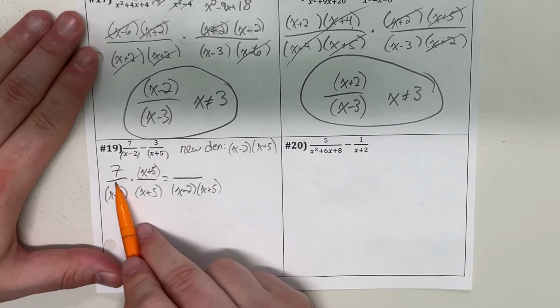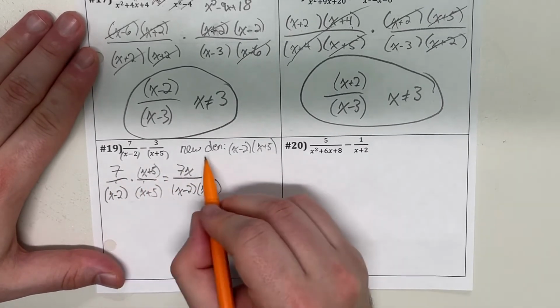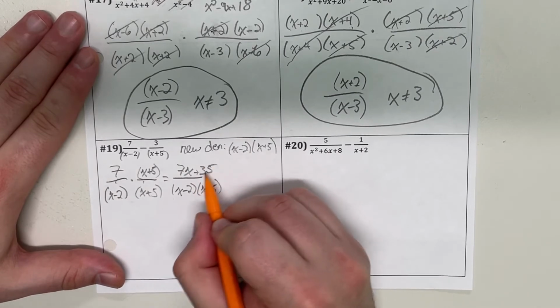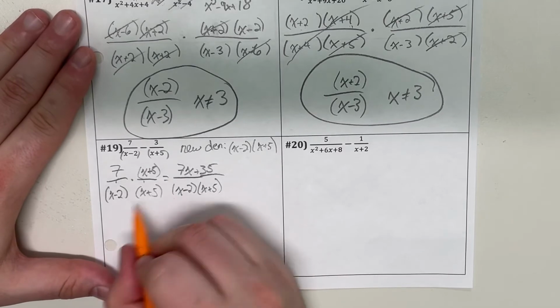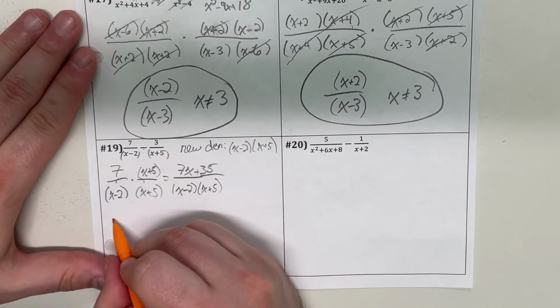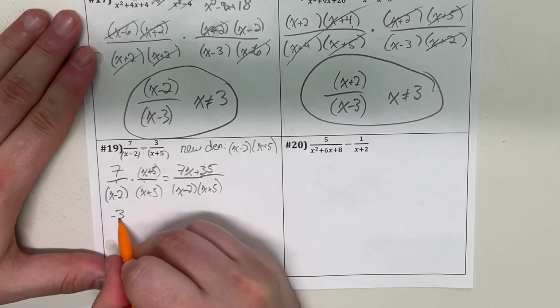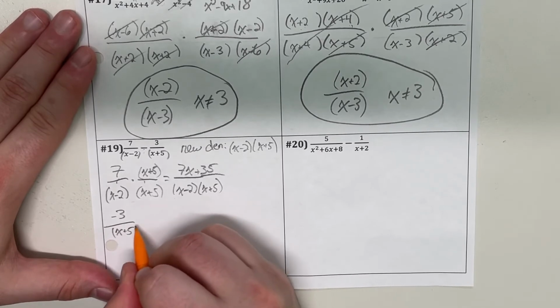Be able to distribute, so I have 7 times x is 7x. 7 times positive 5 is positive 35. So we have our new fraction like that. And we have our second fraction. Notice instead of having a minus sign between those two, I can just have a negative 3 on top. So that's what I'm going to have. I'm going to add negative 3 over x plus 5.